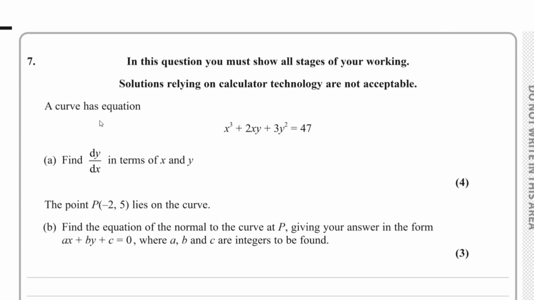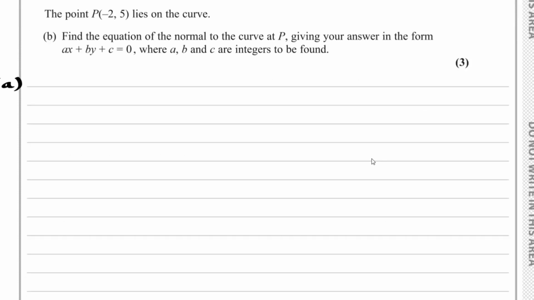Question number 7. A curve has equation x cubed plus 2xy plus 3y squared equals 47. Part A, we have to find dy over dx in terms of x and y. To begin with, we have our curve x cubed plus 2xy plus 3y squared equals 47. And for us to find out what dy over dx is, we have to differentiate each term. And notice we have a mixture of x's and y's, which means we have to differentiate implicitly.